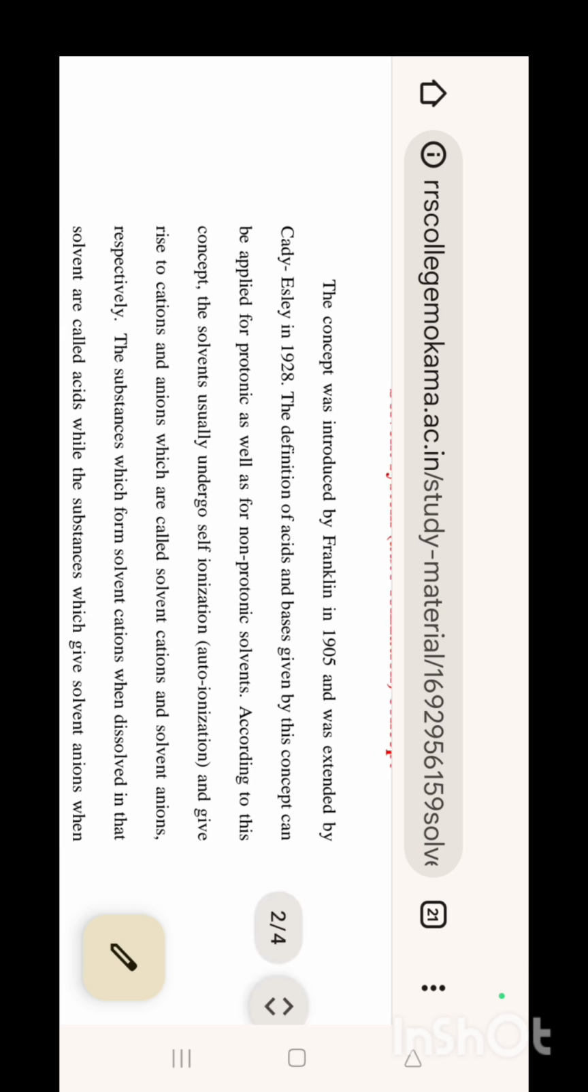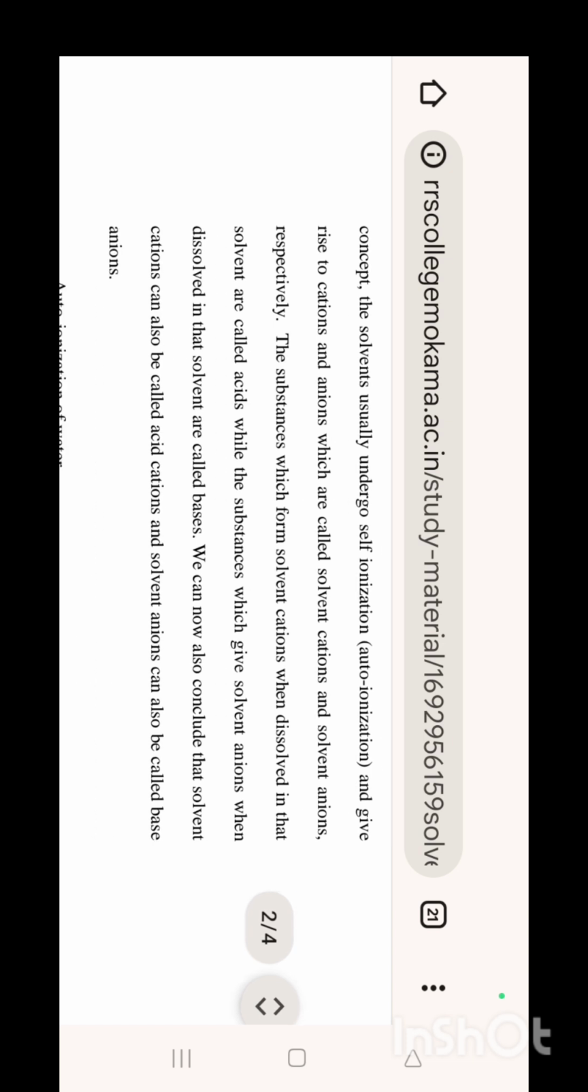Now we shall discuss the solvent system, or autoionization, concept of acids and bases. The concept was introduced by Franklin in 1905 and was extended by Cady in 1928. The definition of acids and bases given by this concept can be applied to protonic as well as non-protonic solvents. According to this concept, the solvents usually undergo self-ionization and give rise to cations and anions, which are called solvent cations and solvent anions respectively.